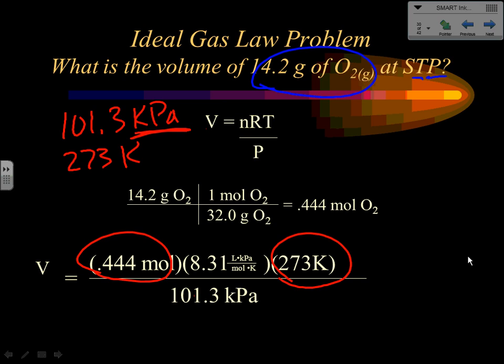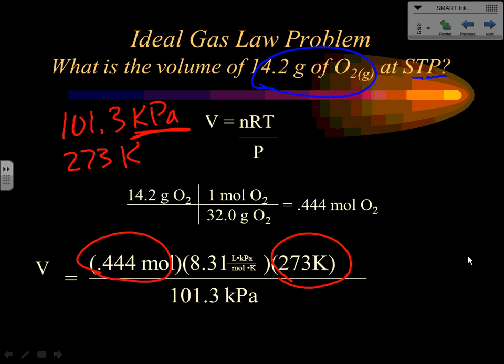Now, since I also know standard pressure is 1 atmosphere, could I plug in 1 ATM here on the bottom if I wanted to? Yes. But remember, you would need to get the R value that deals with atmospheres, and that would be the 0.0820 value. So I could also use those and get the exact same answer. But I generally remember standard pressure is 101.3 kPa, so I went with the 8.31.